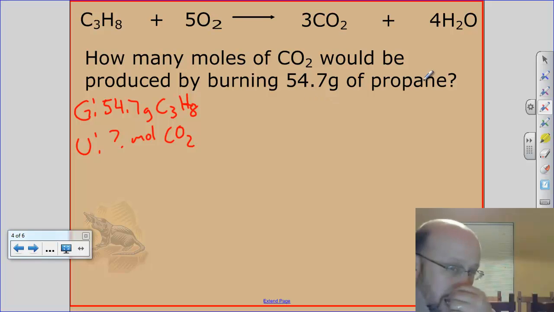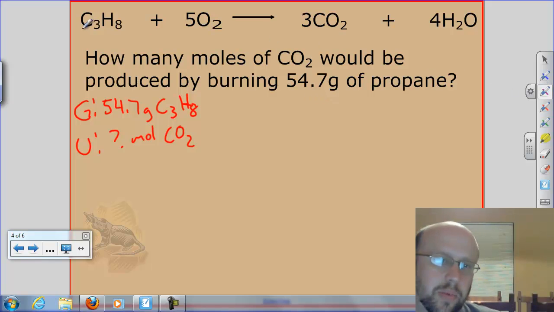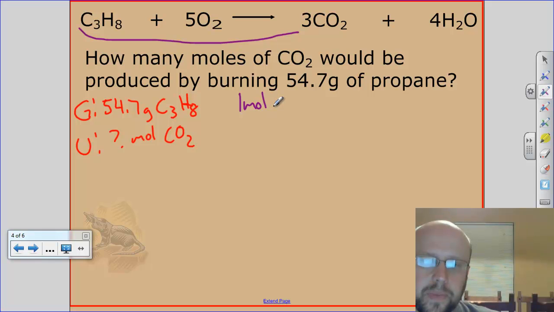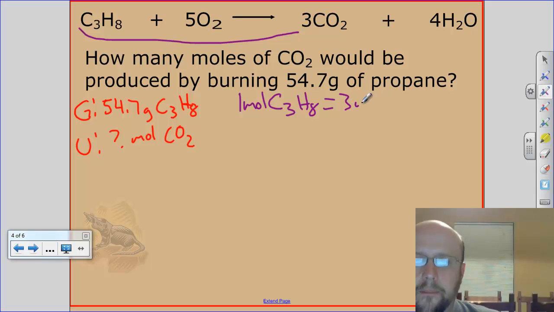All right, now I always need a mole ratio. It doesn't really matter what else is going on in the problem. I always need the mole ratio. So 1 mole of propane is 3 moles of CO2. So we've got to get all of this stuff written down. Again, I know that you're thinking you can work it in your head, but just trust me, work it out. So we've got to find the molar mass of propane.